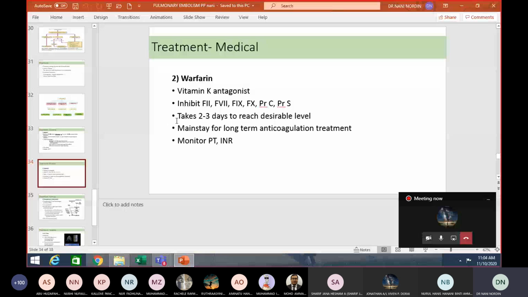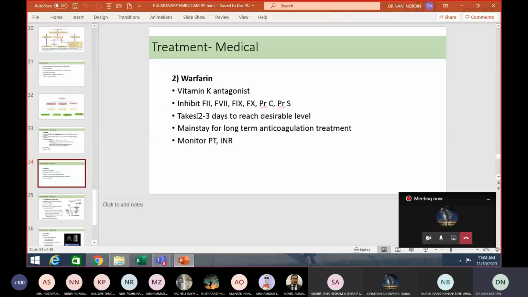Warfarin, different from heparin, takes 2 to 3 days. In fact, it takes about 5 days to reach anticoagulation. But it is a mainstay for long-term anticoagulation treatment. For a patient with PE, you want to give them long-term anticoagulant treatment for about 3 months or so. They need to be on anticoagulant for 3 months.